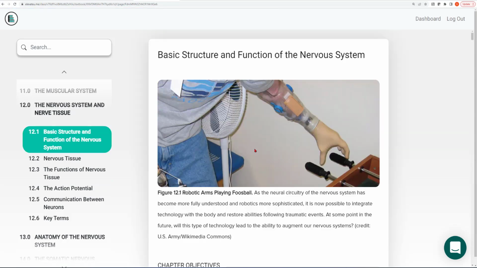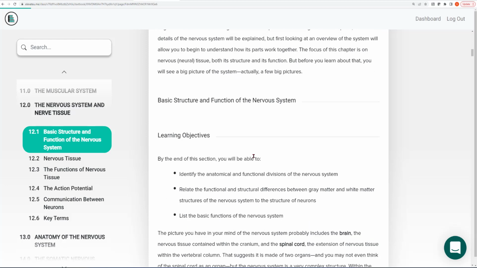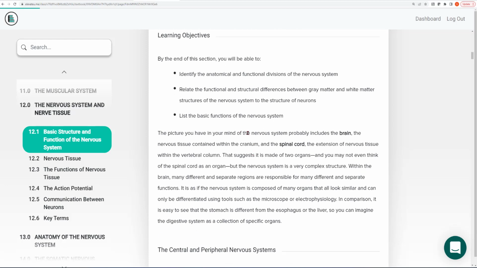So, basic structure and function of the nervous system. We can divide the nervous system up a couple different ways. One is a straight up anatomical division, a structural division, and that is we can say that we have the brain and the spinal cord, and you know their locations. You know that the brain is in the cranial cavity, protected by the cranial bones, and you know that the spinal cord is extending down from the brain through the vertebral foramina of the vertebra.